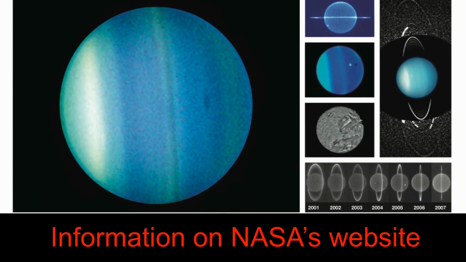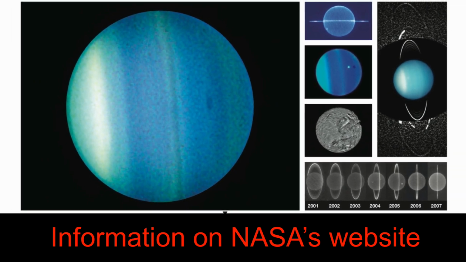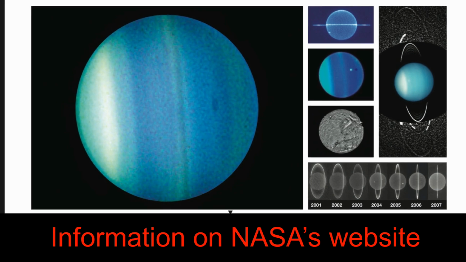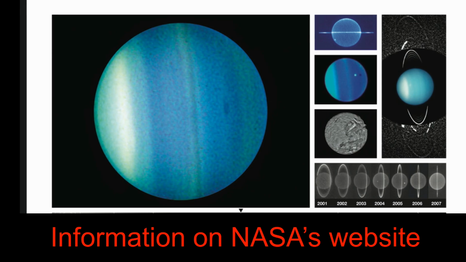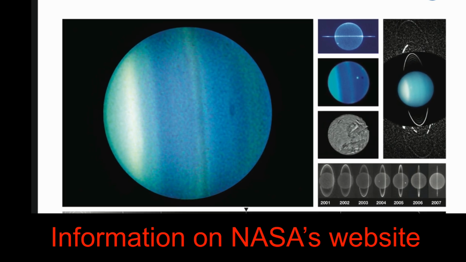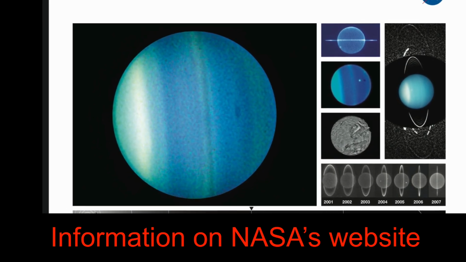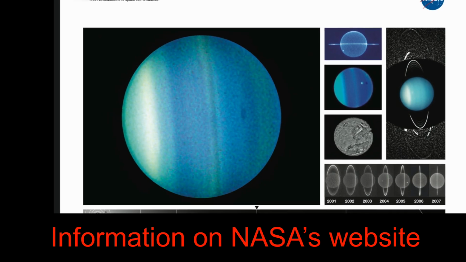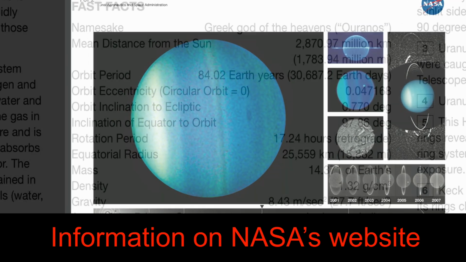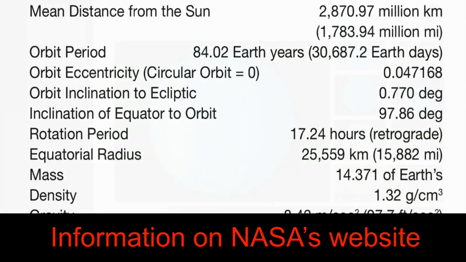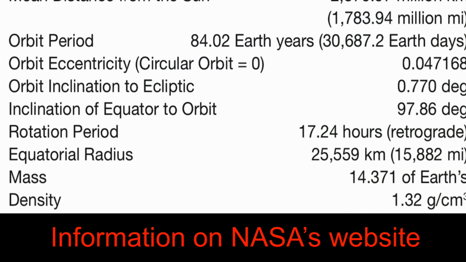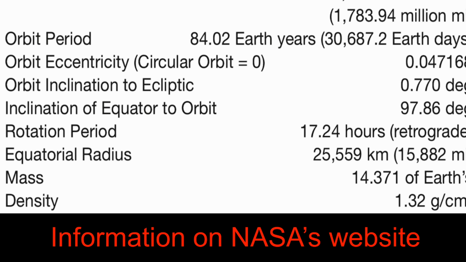80% or more of the mass of Uranus is contained in an extended liquid core, consisting mostly of icy materials, water, methane and ammonia. The temperature is estimated to be around minus 216 degrees Celsius. The density is estimated to be 1.32 grams per cubic centimeter, which is low compared to Earth's density of about 5.51 grams per cubic centimeter.